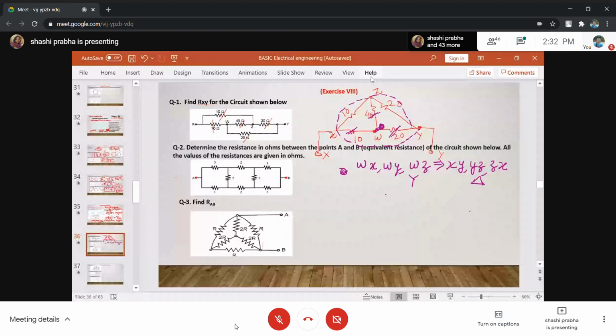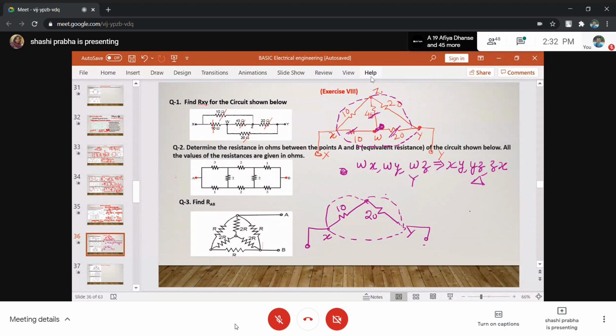X will remain as it is. XZ, which is already 10, and this I have got after conversion. I'll calculate. This 20 is already there, and this we have got after conversion. Then something here, which is XY, and find the resistance between X and Y. We are losing these 3, and in return we are getting this one, this one, and this one.